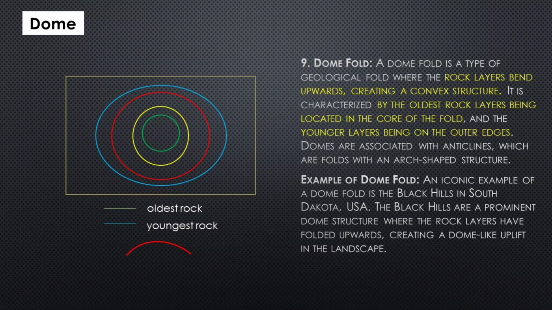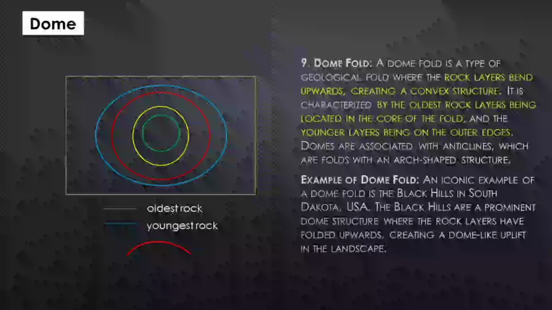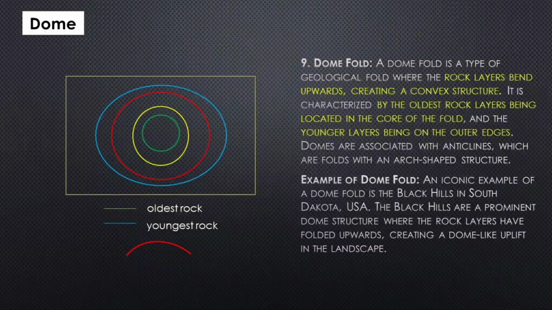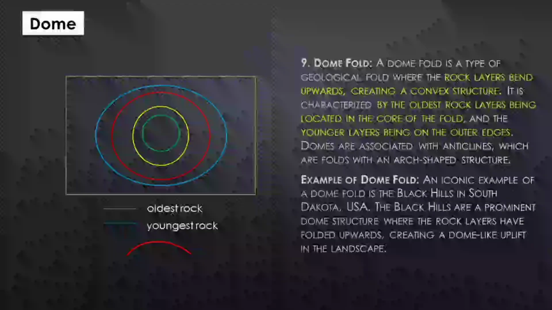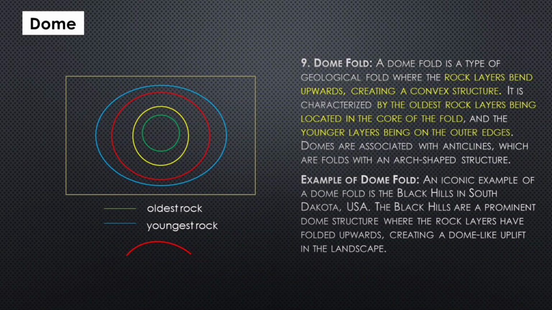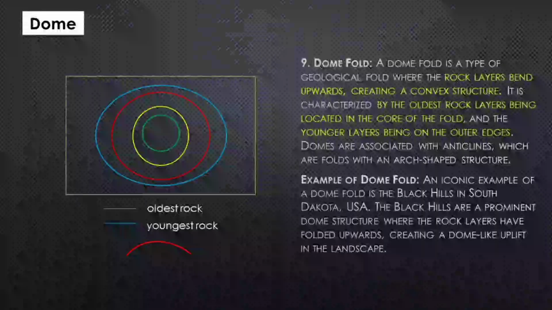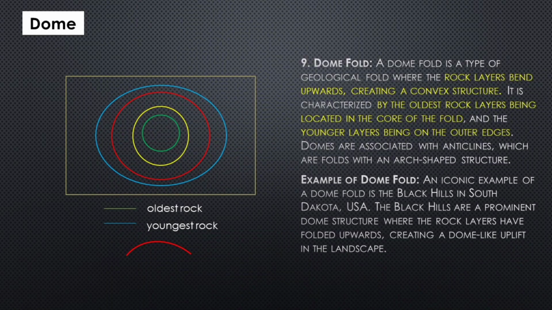So next type is basin. Rock layers bend downwards, creating a concave structure. The youngest rock layers are located in the core of the fold and the older ones in the outer edges. Here the younger one is in the blue color, in the core region, and the oldest rock in the outer region is in the green color. So the basins are associated with synclines. I hope you remember synclines are U-shaped, right? They are folds with trough-shaped structures. And an example, which we can also find in the USA, is the Powder River Basin.